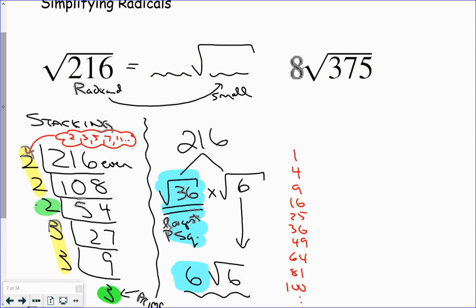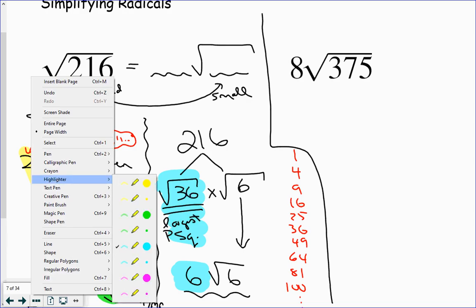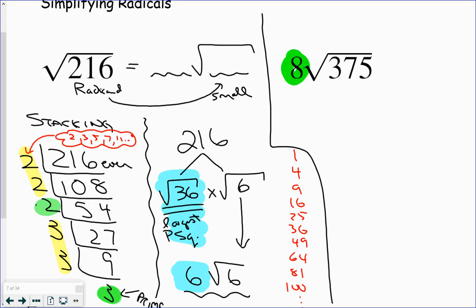Now the other question is what happens if I stick a number in front? Essentially, it does nothing until the very last step. So we're going to ignore it until we get all the way to the end. So 375. If I did stacking, what's the prime that you would use to go into 375? I'd probably pick 5.